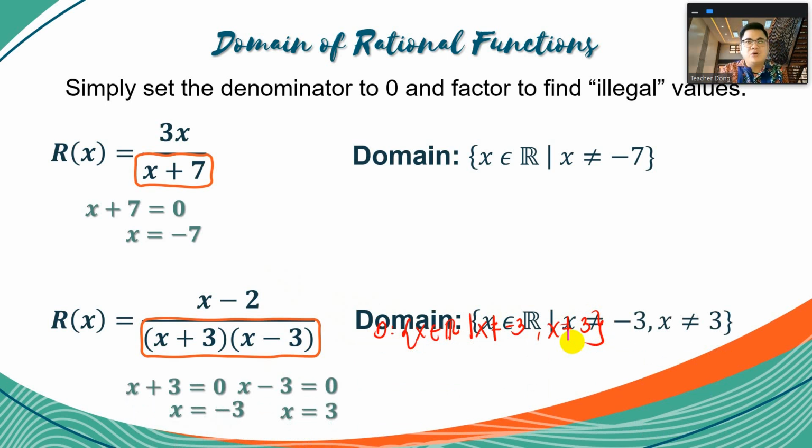Both polynomials were equated to 0 to get the values. So again, we have x is an element of real numbers such that x is not equal to negative 3 and x is not equal to 3. Remember to use the unequal sign. If you use the equal sign, you will get a wrong answer for the domain here.